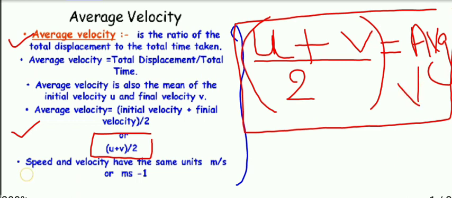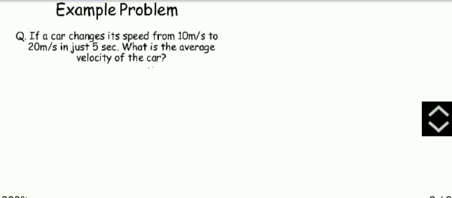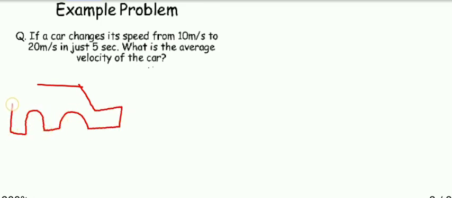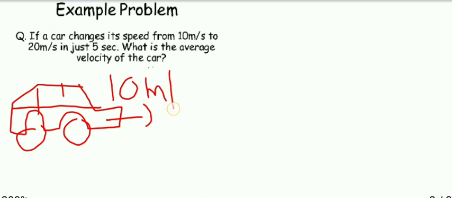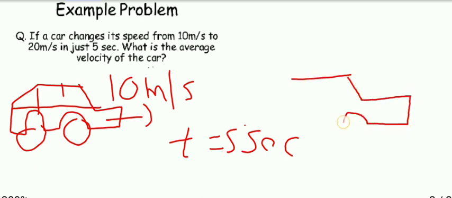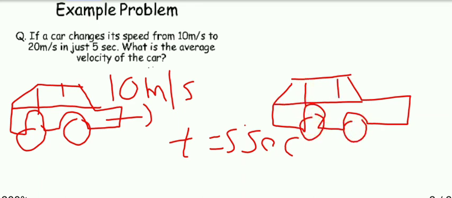Now I'll take an example. Here is a question for you. A car changes its speed from 10 meters per second to 20 meters per second. Suppose you have a car like this. Initially the car is moving with velocity 10 meters per second. After 5 seconds, the car changes its speed, and the new velocity of the car is 20 meters per second.